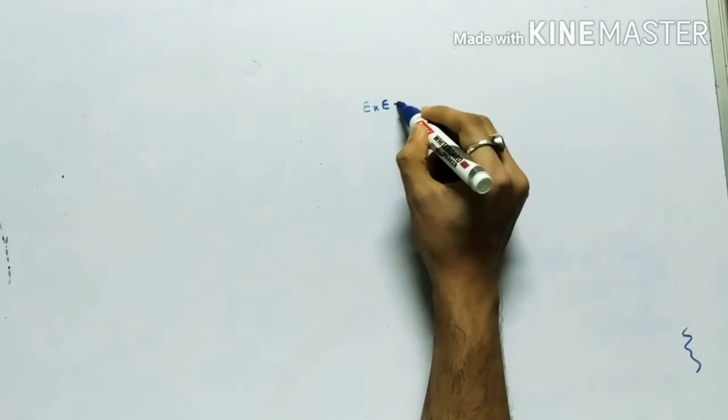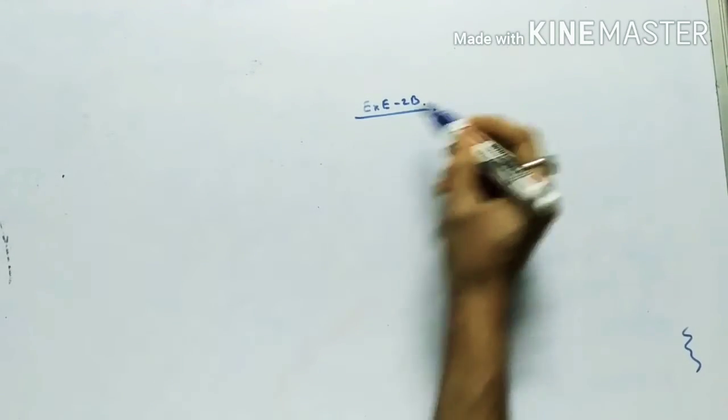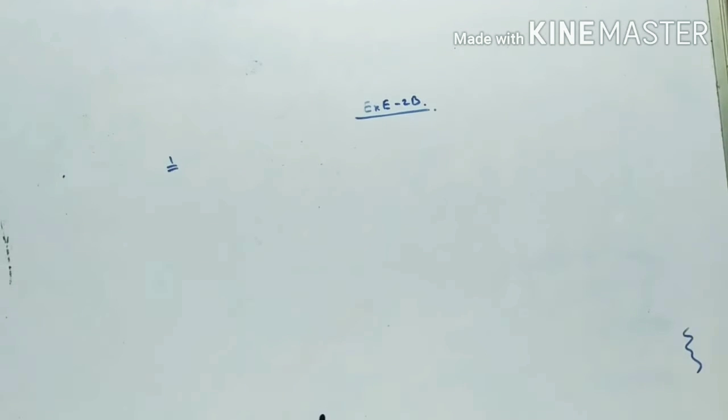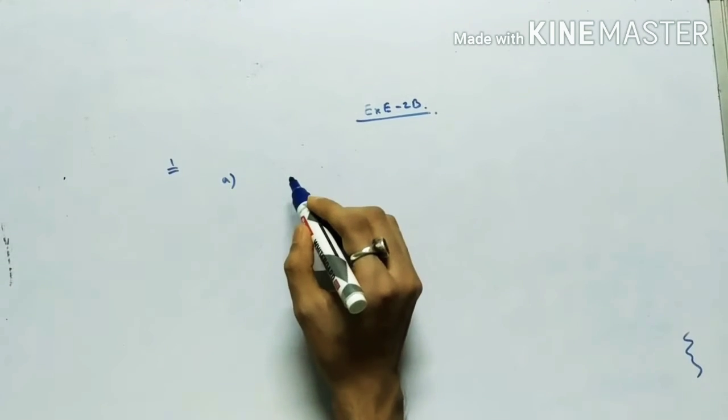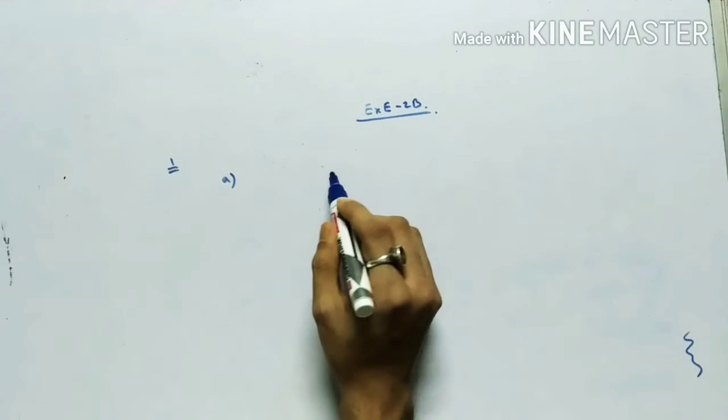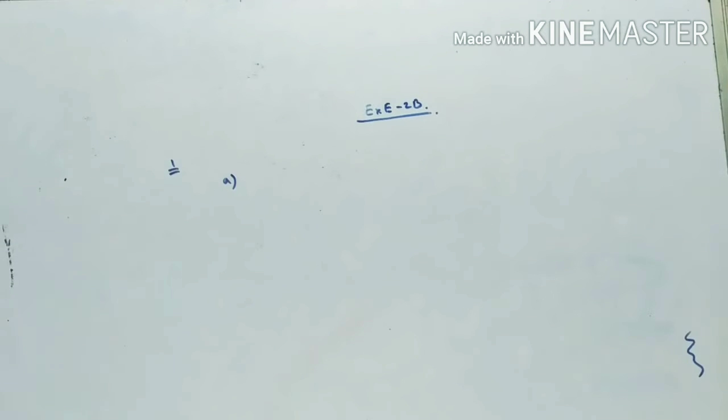This is exercise 2b type 1. Simplify the following and express the result in power notation. Okay, simplify the result and express the result in power notation.